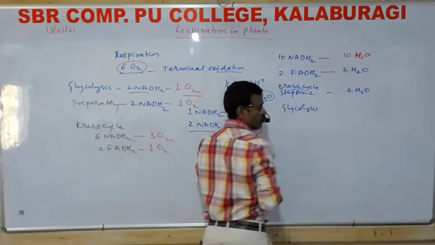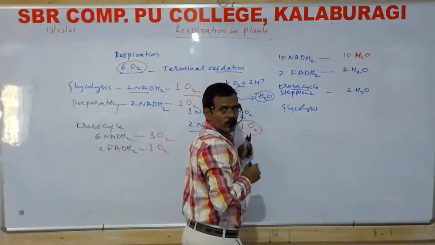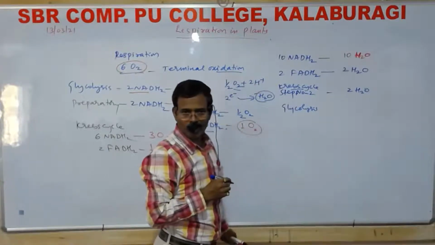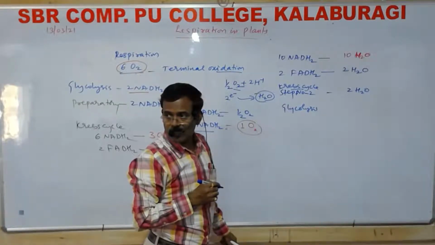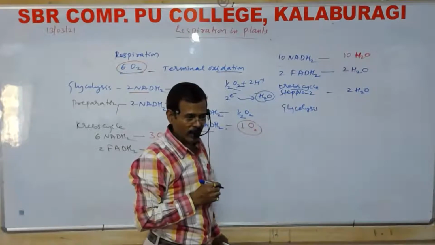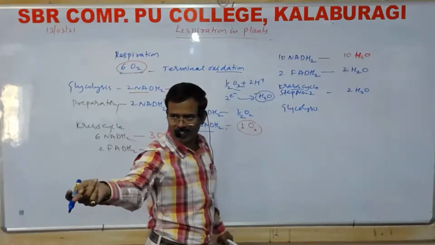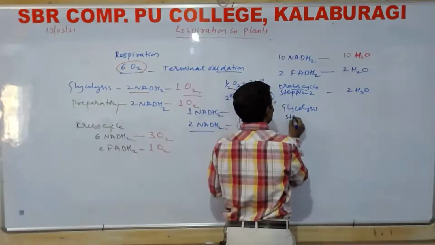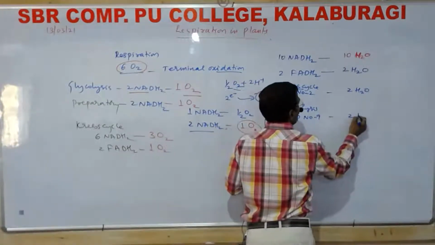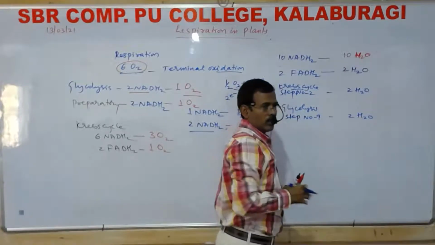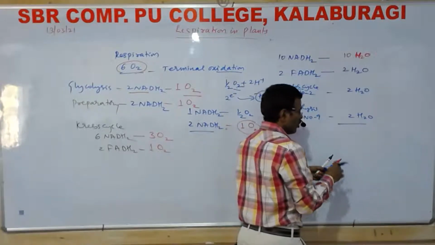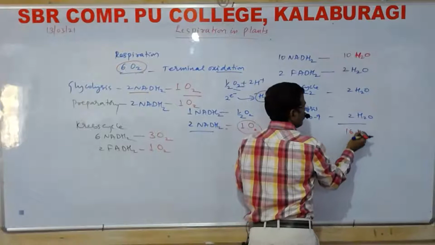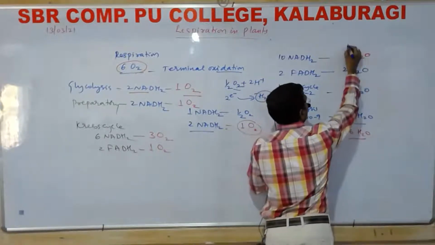Glycolysis, step number 9: 2-phosphoglyceric acid to phosphoenol pyruvic acid, catalyzed by enolase enzyme. There 2 water molecules are released. Released or not? Okay. So step number 9, 2 water molecules released. Now you see here, total how many water molecules produced? 16 water molecules produced.